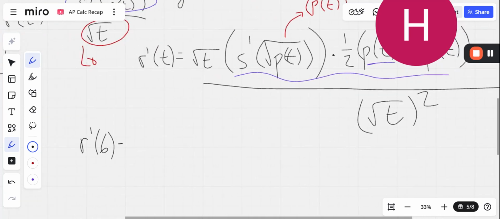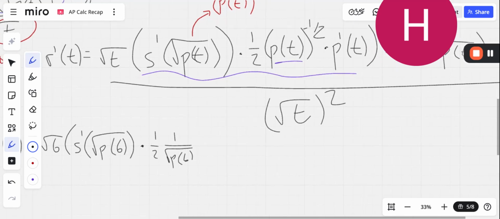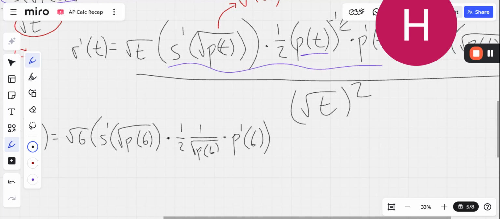So r prime of 6, things are going to get a little more compact here. We're going to have the square root of 6 times s prime of the square root of p of 6. See how I left everything the same except the t? That's the only thing that I wanted to plug in, was t equals 6. Times 1/2. This is p to the negative 1/2. So this is going to be 1 over the square root of p of 6. And also times p prime of 6.